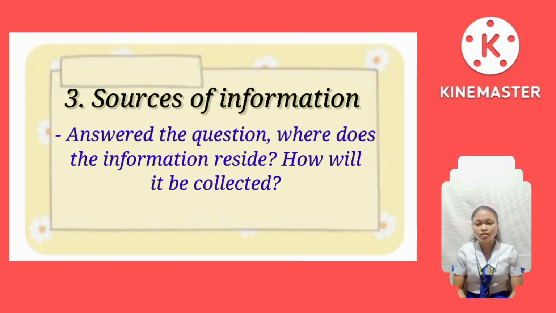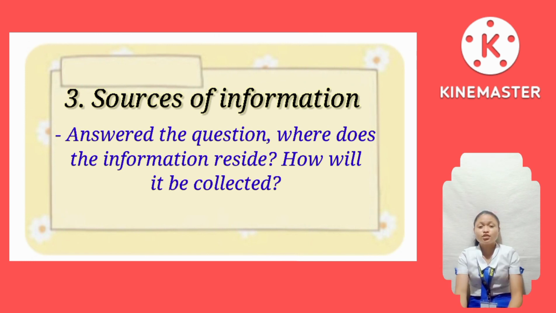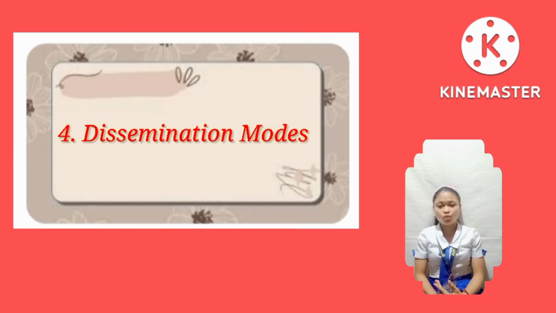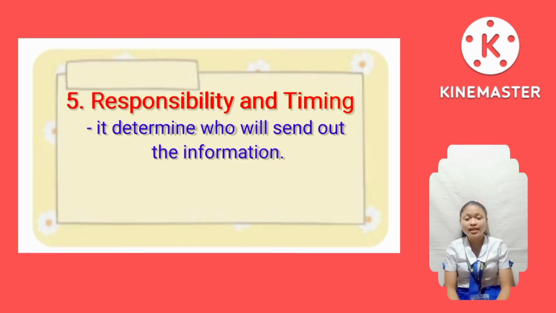Another step is sources of information. Answer the question, where does the information reside and how will it be collected? For example, information relating to milestone reports, team meetings, and project status meetings would be found in the minutes and reports of various groups. The next step is the dissemination modes. In today's world, traditional status report meetings are being supplemented by email, teleconference, SharePoint, and a variety of database sharing programs to circulate information. The last step is the responsibility and timing.